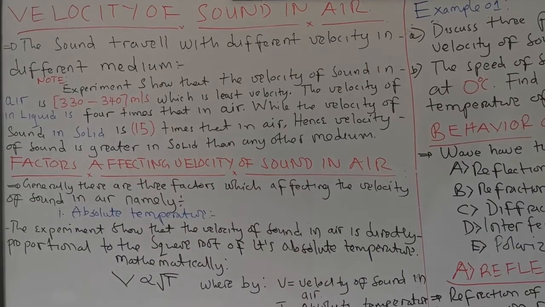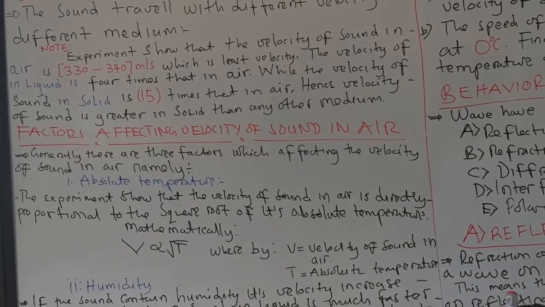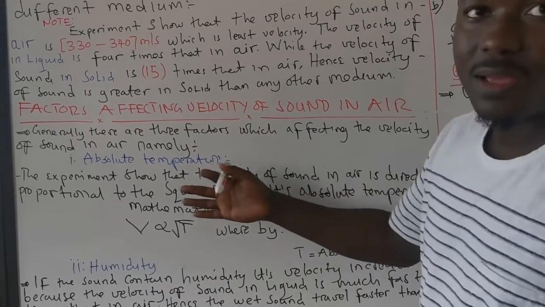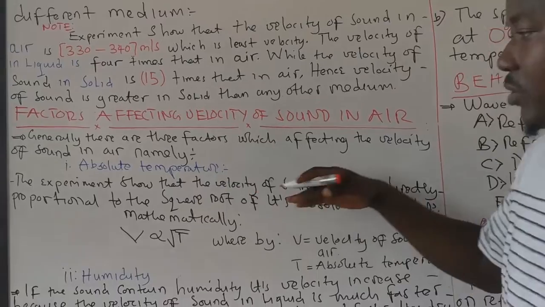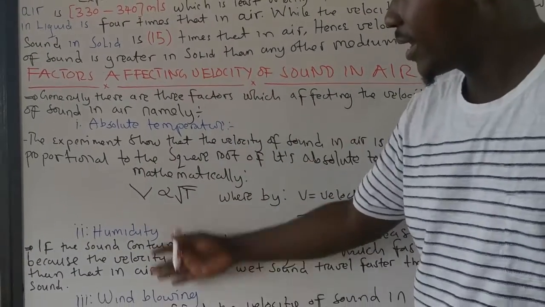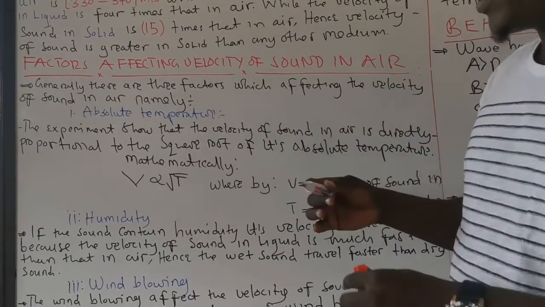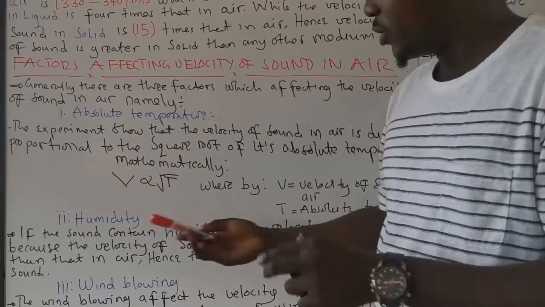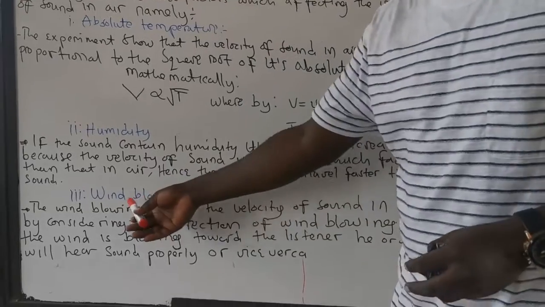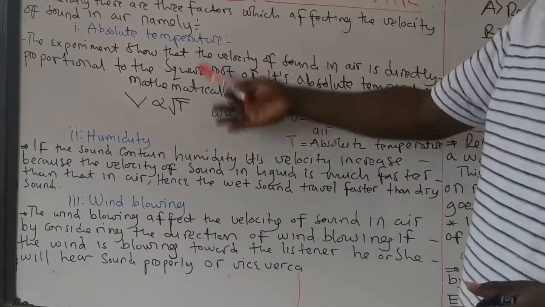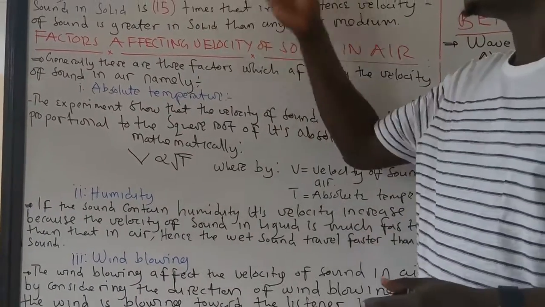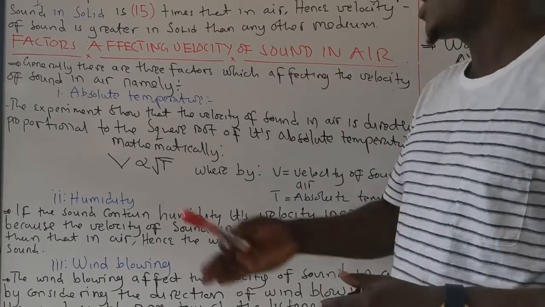Baada ya hapo tunaangalia factors affecting velocity of sound in air. Generally there are 3 factors which affect velocity of sound in air, kama ambavyo zinaonekana katika ubao wetu hapa. The first one is absolute temperature, the second one is humidity, and the third one is wind blowing. Hizi ni factor tatu ambazo zinaathiri speed ya velocity yetu katika hewa.